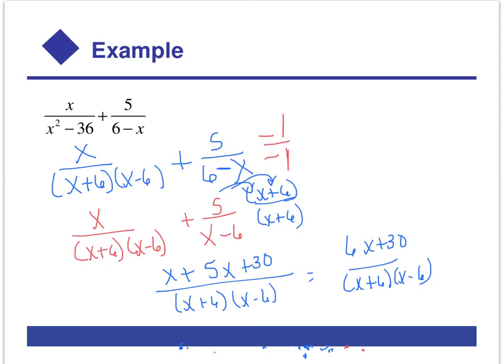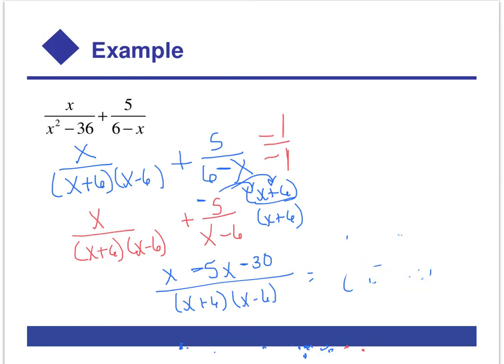Oh, I made a mistake. Let's go back and fix it real quick. This is a negative 5 right here. So let's fix it right here. See, I wasn't paying attention with my negative 1. This was a negative 5 here. So we get negative 5x, and then the negative 5 times the positive 6 gives us a negative 30. So let's fix that one too. That's going to change this answer over here.